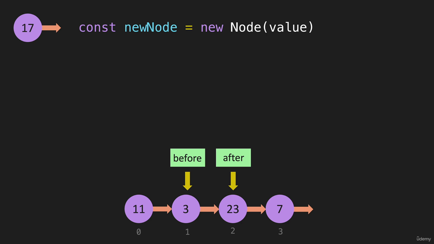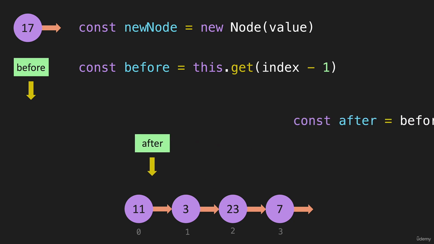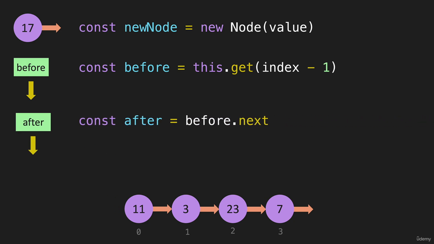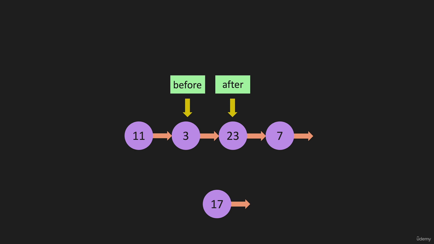And for the two variables, for before, we'll say before equals this dot get of the index where we're inserting it minus 1. And then for after, instead of using the get method, because remember, get is going to be an O of n, because it's going to have to iterate through the list to get to the particular index, we'll set after equal to before.next, and that'll be an O of 1. So let's put everything back like that.